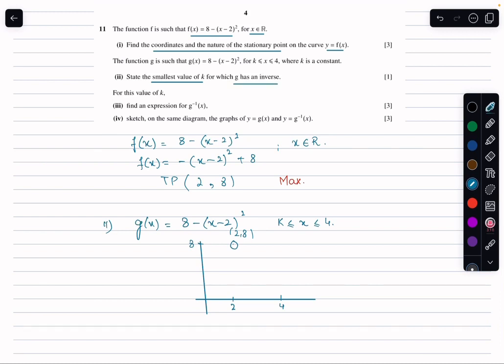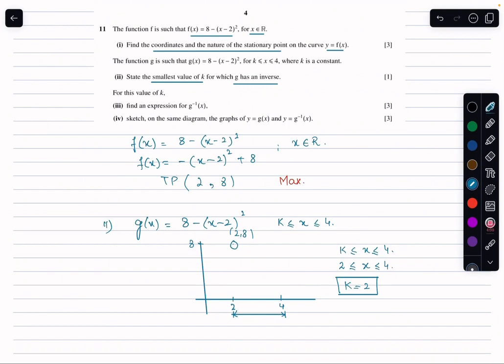The inverse exists. So we know for the inverse to exist, we should be breaking it at the turning point, meaning I can say that this domain needs to be from 2 till 4 so that the g inverse can be defined. So in this case, for k less than or equal to x less than or equal to 4, my domain should be 2 less than or equal to x less than or equal to 4. Therefore, the smallest k value needs to be 2 in this case. So we have the value of k.